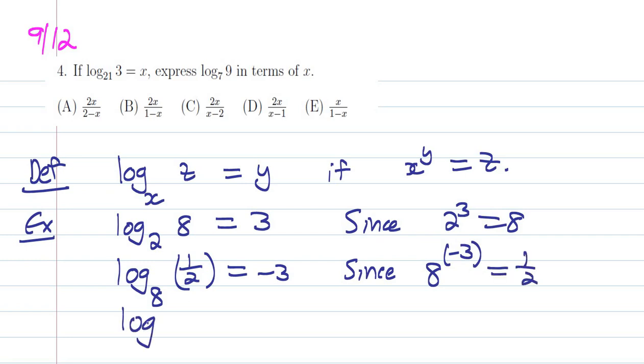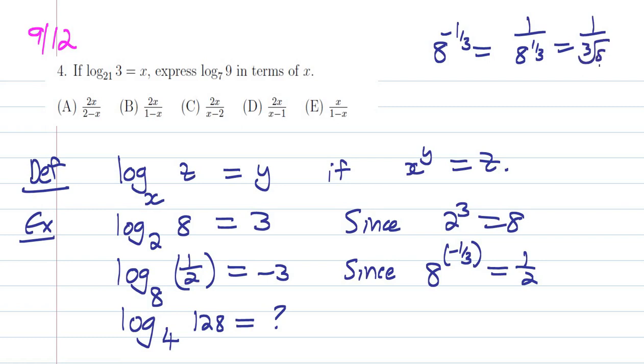Let's just do one more to see. Let's do this one. Who can tell me what this is? Oh, sorry. Yes. This should be minus a third, because 8 to the power minus a third is 1 over 8 to the third, which is 1 over the cube root of 8, which is equal to a half.